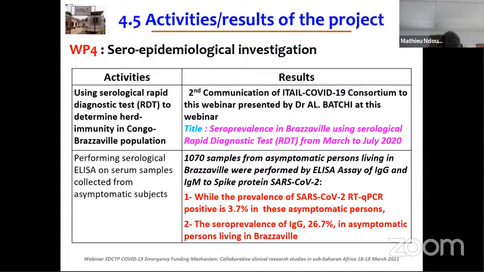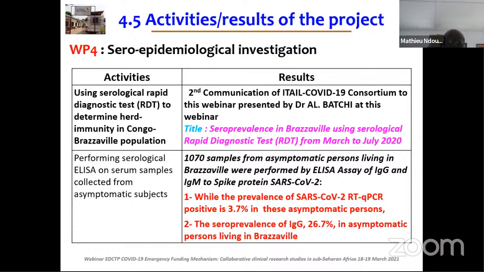In seroepidemiological investigation, the first activity is using serological rapid diagnostic tests to determine herd immunity in the Congo-Brazzaville population. The data of these activities will be given by Doctor Bachi, investigating communication of our institution. The second activity is performing serological ELISA on serum samples collected from asymptomatic subjects.